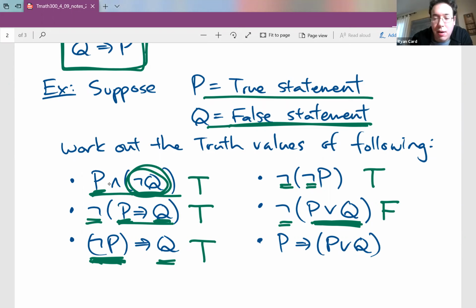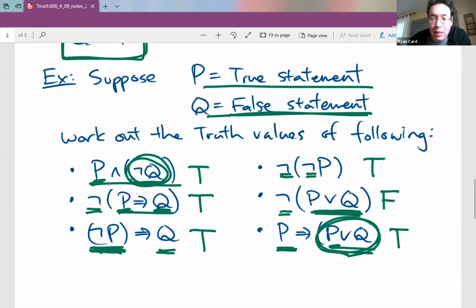And here, P is true, and the true statement is pointing towards the disjunction P or Q. There's at least one true here, so the conclusion part is also true. True can point to true, that's okay. This is a true statement. Okay, I hope that made sense.